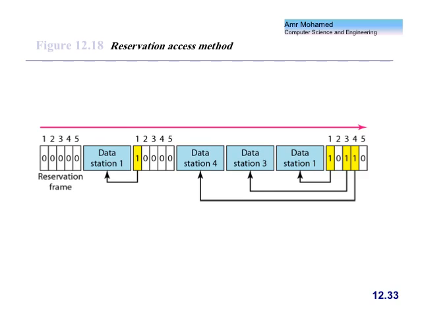After I allow the transmission of the 3 frames, then I send the mini slots again. In the mini slots, only one station has data to send in that case. Then it's one data transmission. And then after that, I go to the mini slots again.